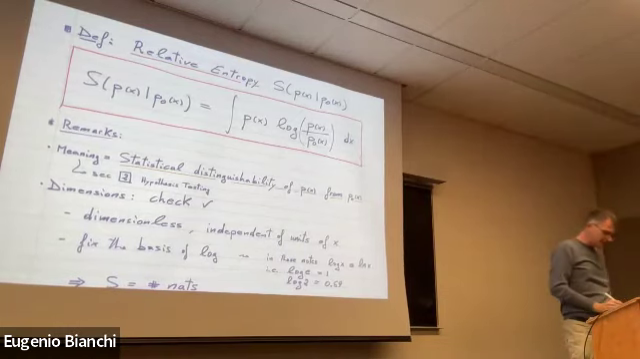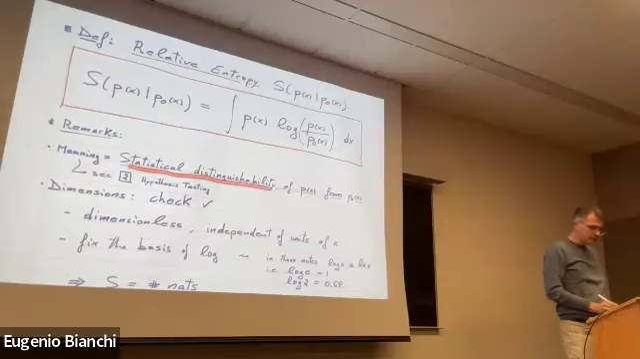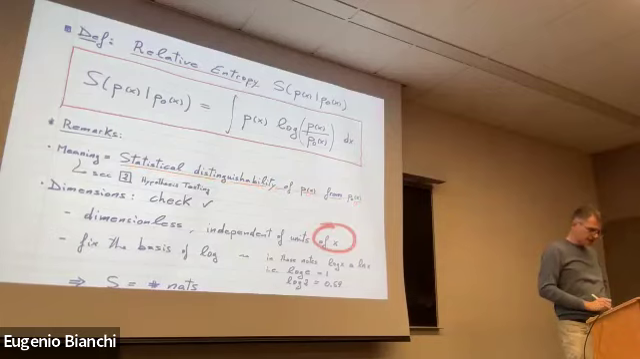The meaning that we're going to discuss in a moment is that this one is the relative entropy of P with respect to P naught, and it measures the statistical distinguishability of P from P naught. The check of dimensions we already did.